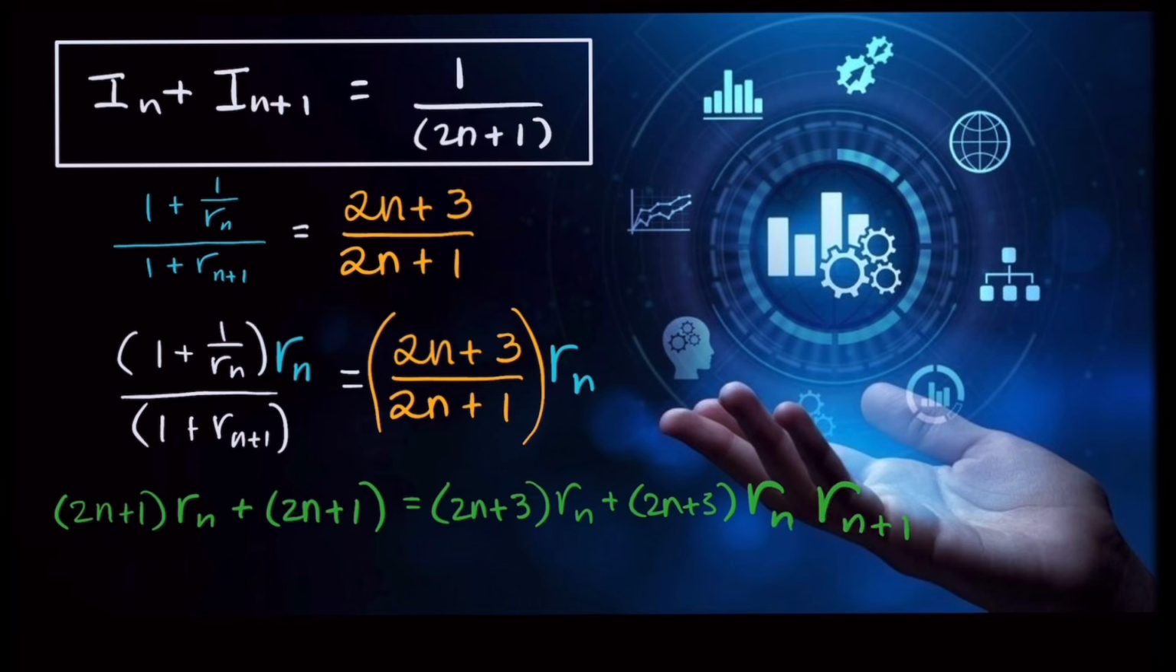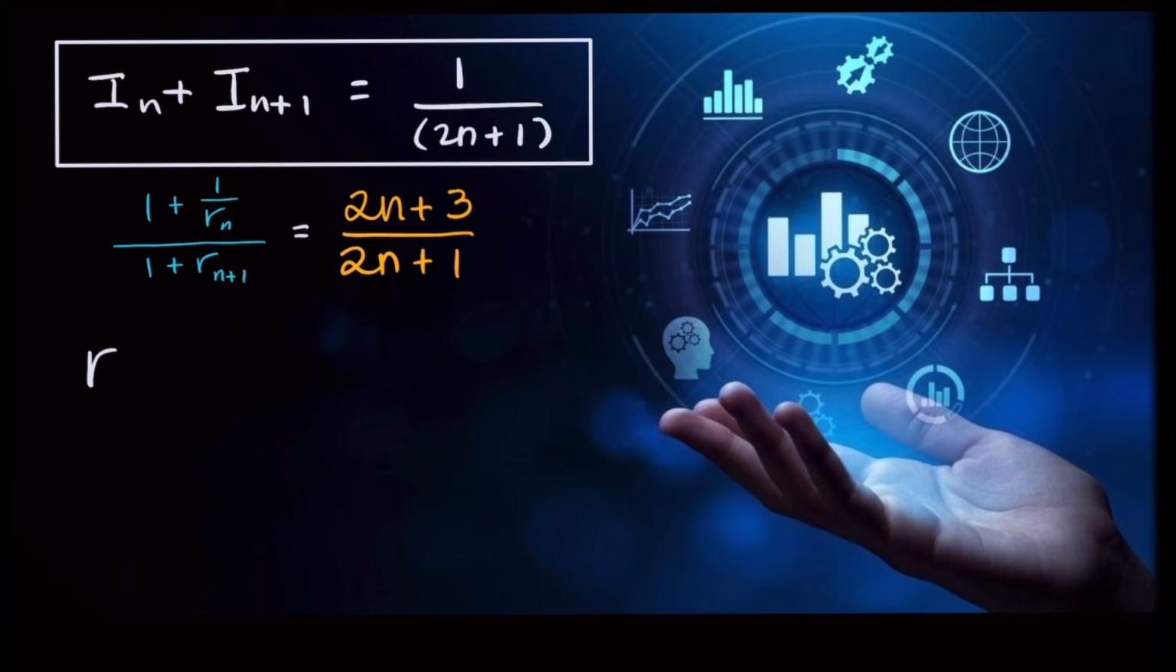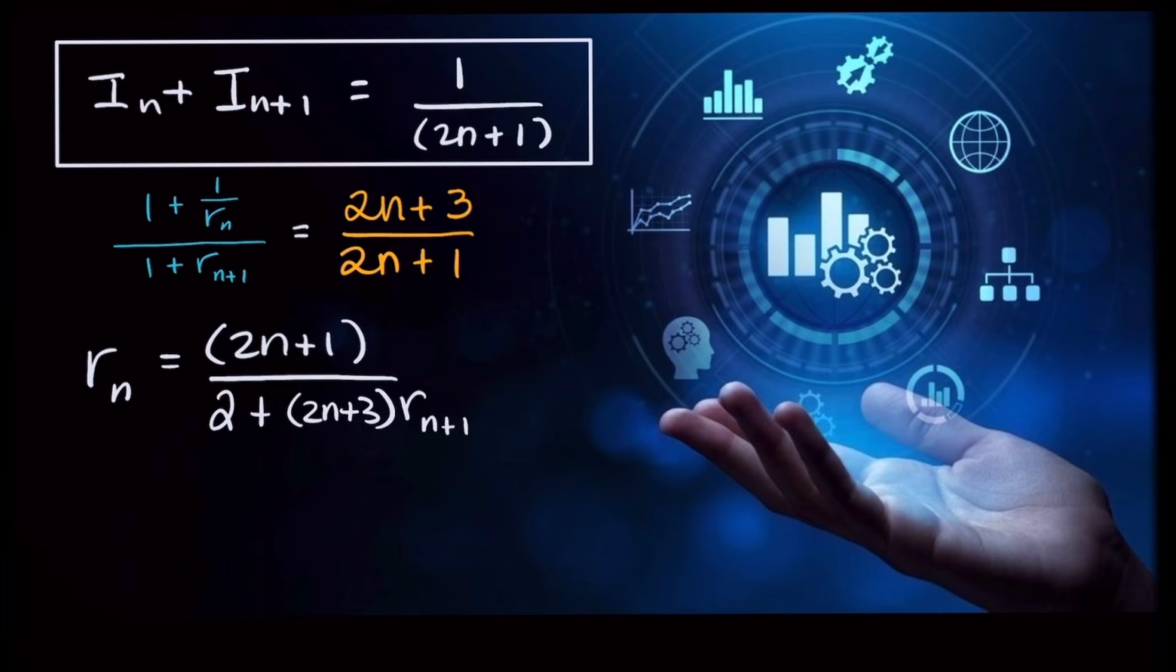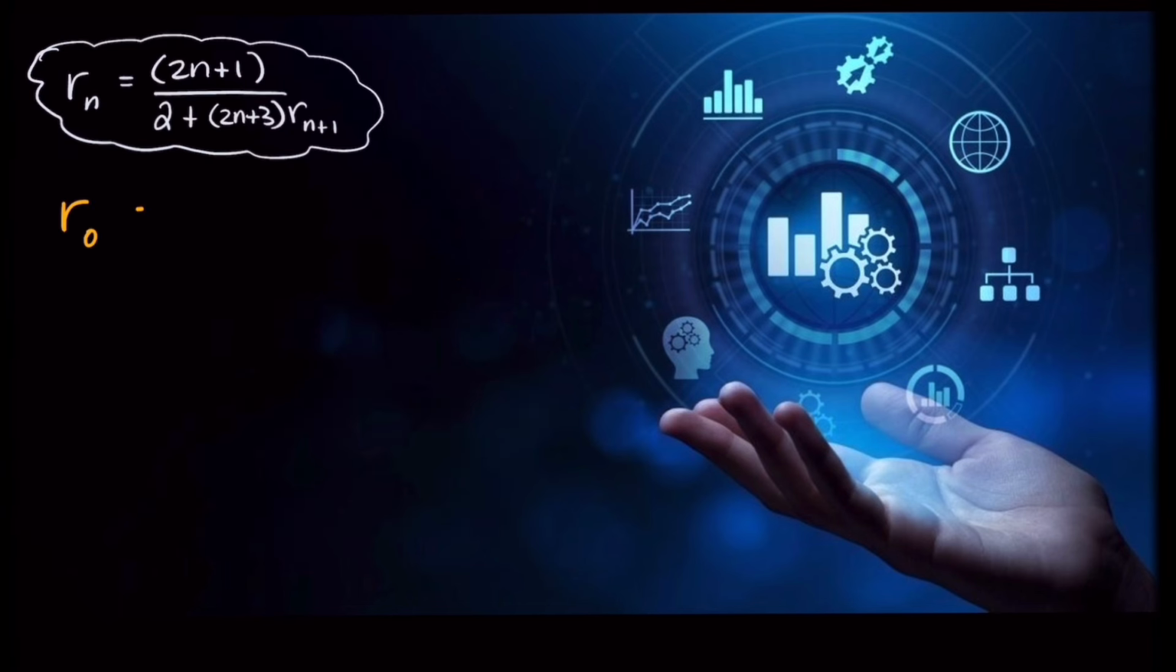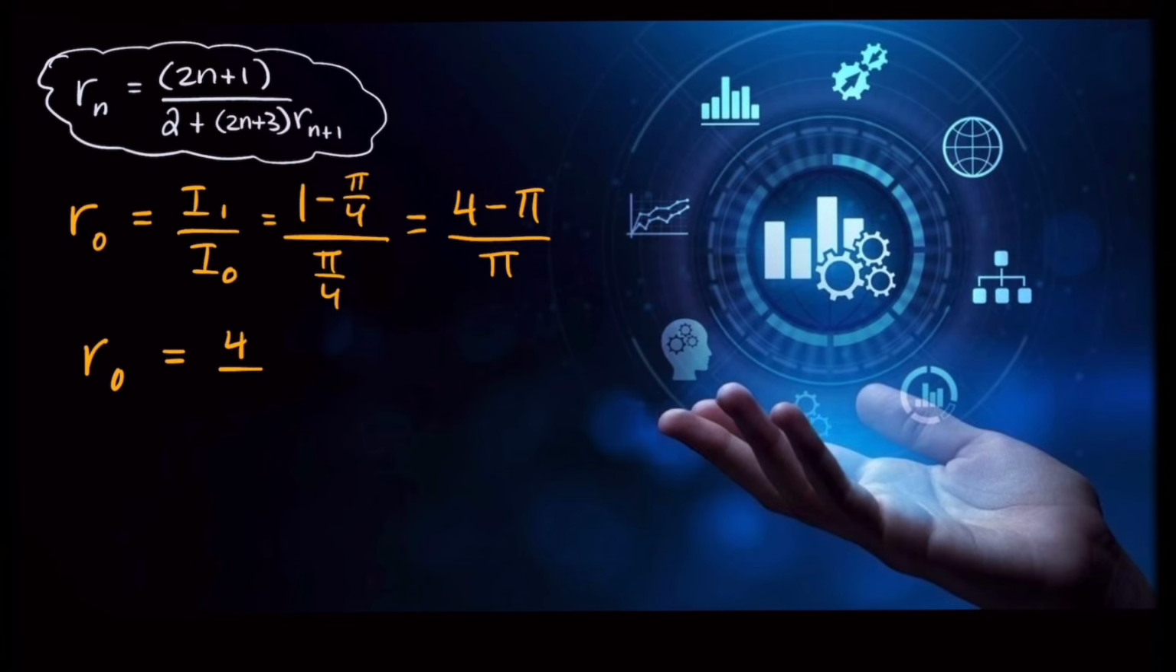Getting this equation by cross multiplication and rearranging the terms through some distribution and simplification, we get R_n is equal to (2n plus 1) over (2 plus (2n plus 3) times R_(n+1)), which may seem like a backwards way to write a recursive formula, but in fact it's going to help us generate the continued fraction form of the ratio we're trying to find. So R sub 0, taking the I1 and I sub 0 values, we get 4 over pi minus 1.